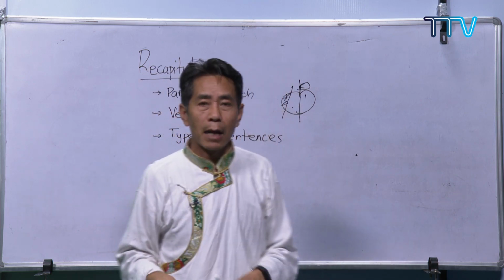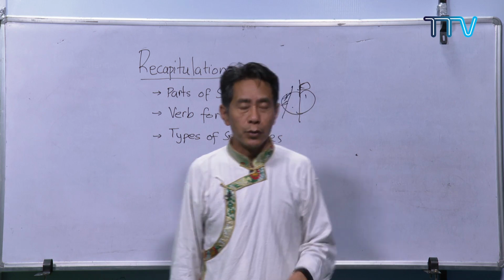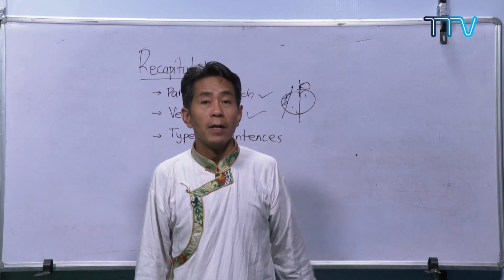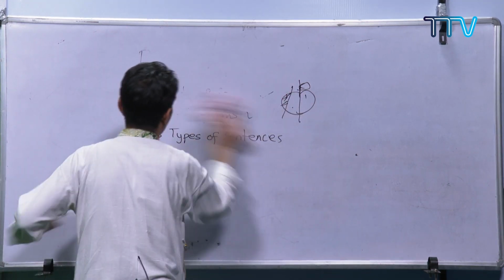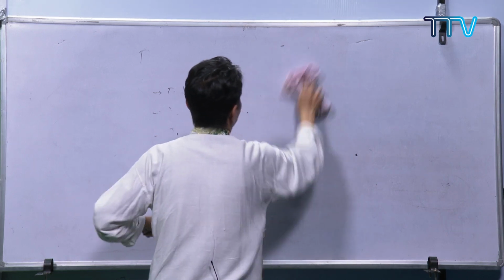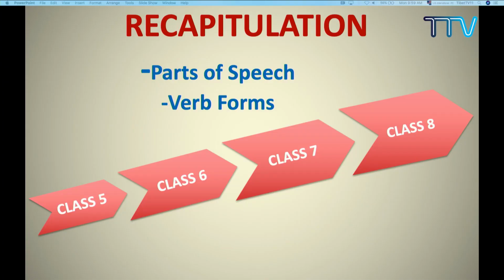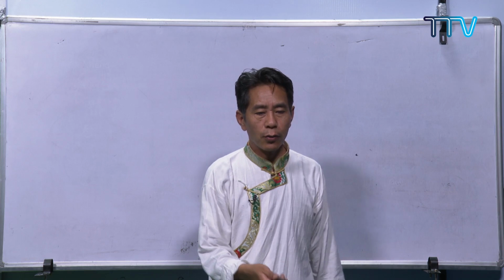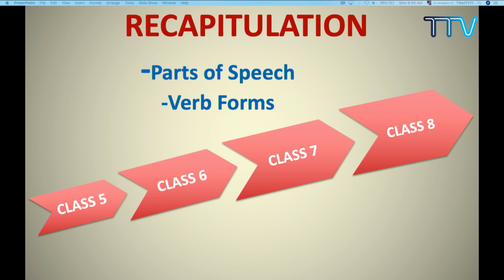So we are going to do the recapitulation. I'll be doing the parts of speech and the verb forms, and Gedenchola will do the recapitulation of the different types of sentences. So let us go. Recapitulation of parts of speech and verb form: you see, class 5, 6, 7, 8, all these things. The difficulty level becomes broader and broader, but basically it's all the same. Now, let us see.